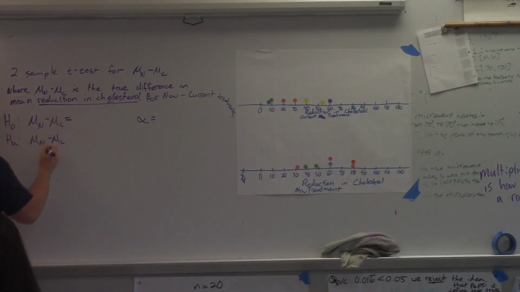We're assuming that there is what? No difference. What's the alternative? What are we trying to collect evidence for? That the new is greater, so reducing this is greater than 0. We want the new to be greater than the current, right? So if I subtract the current from both sides, I'm left with new minus current is greater than 0. Okay? We good with that? Yes, sir.